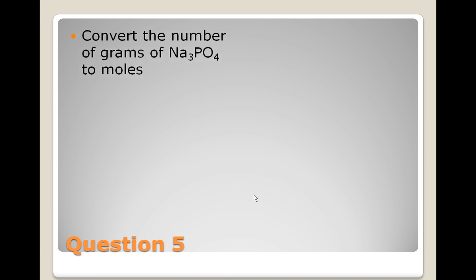Question 5. Convert the number of grams of NaPO4 to moles. So first, 83.8 grams divided by 163 grams per mole. That equals 0.514 moles.